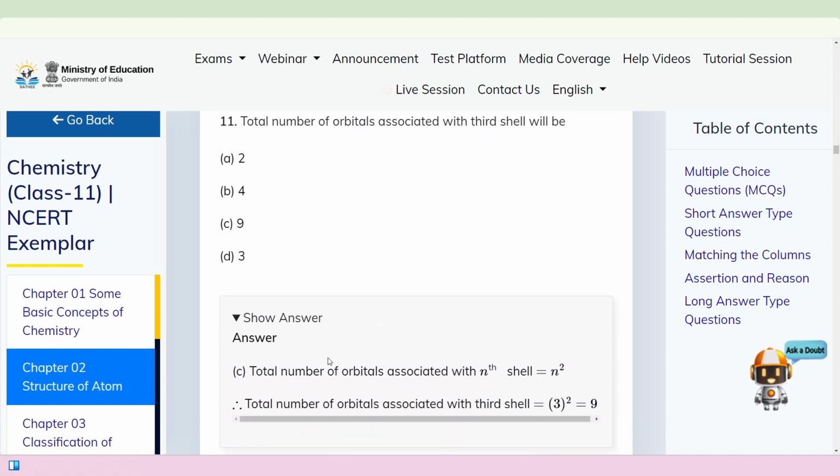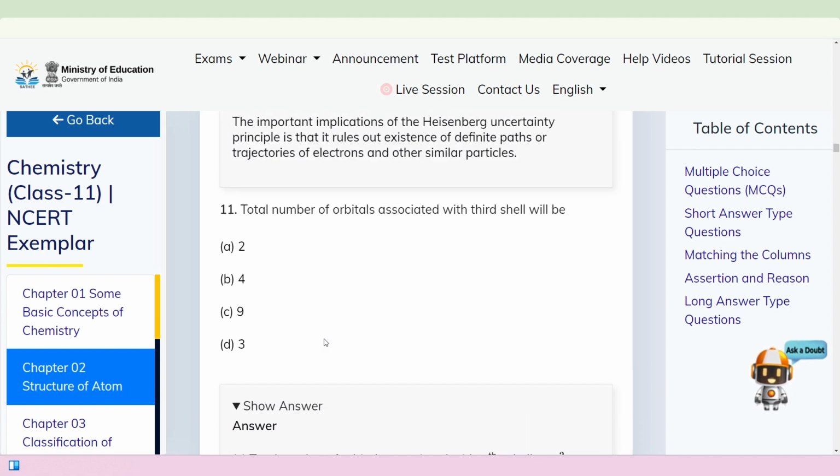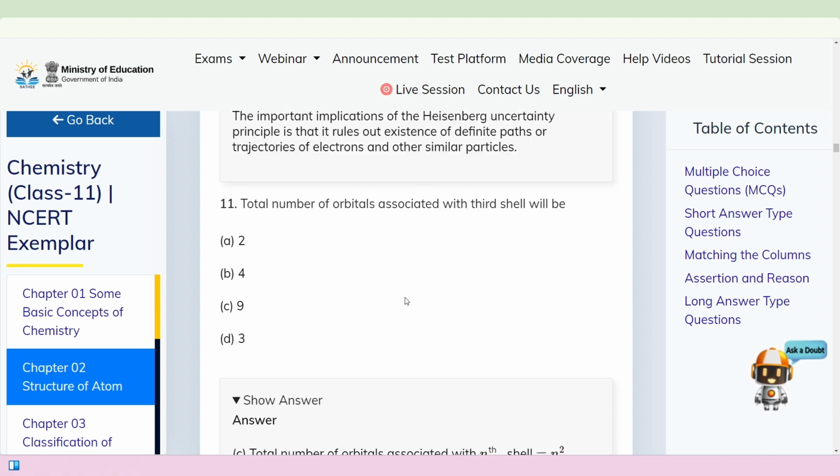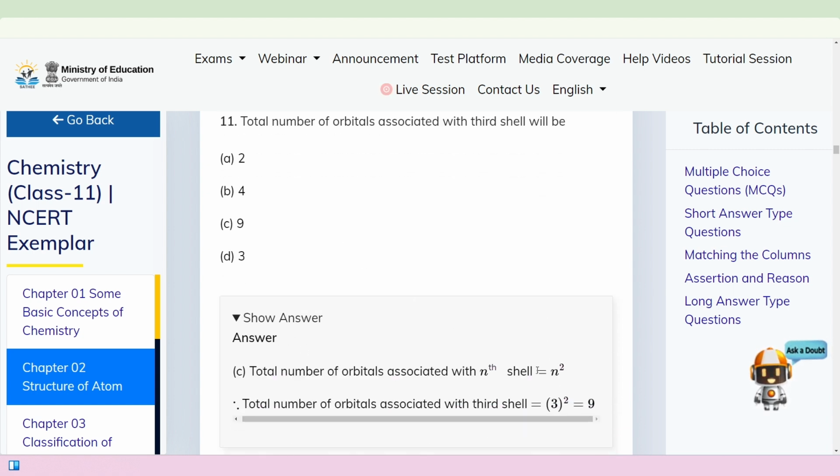Okay, so it is mentioned here also that the total number of orbitals that are associated with the nth shell is n square, and that will give you the total number of orbitals as 9. Clear? Okay. So this formula is important. Okay, it is important.